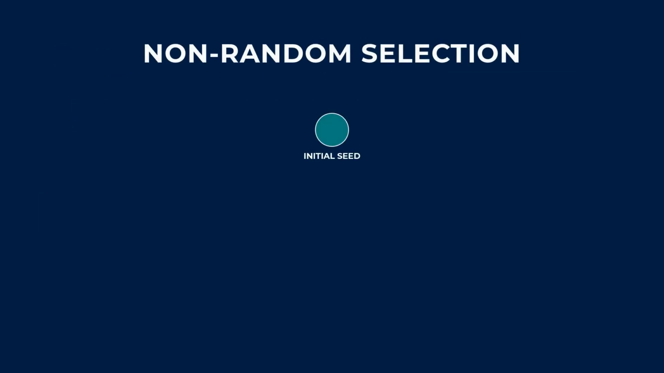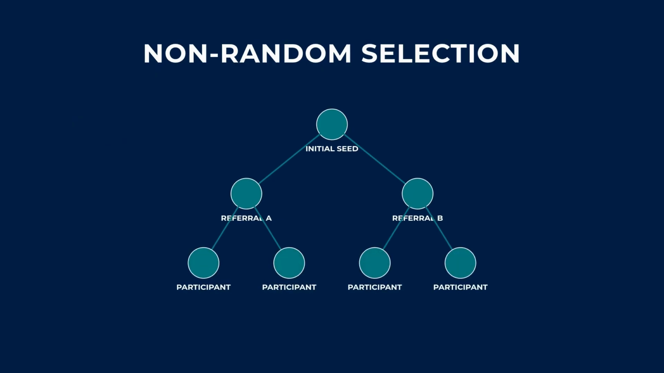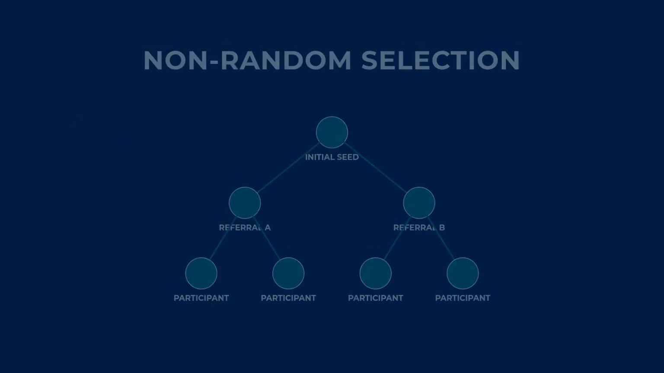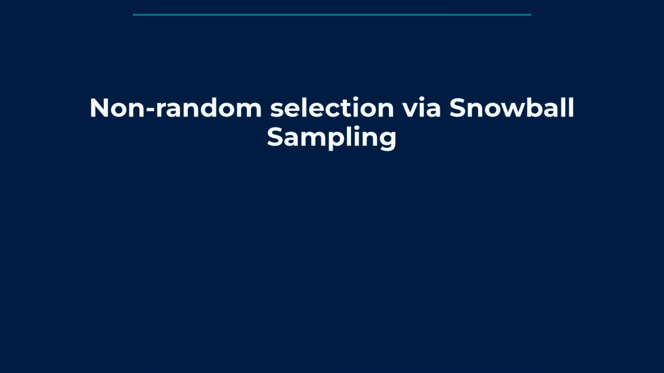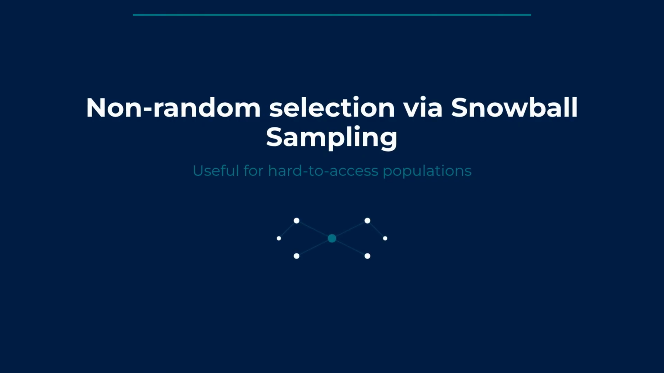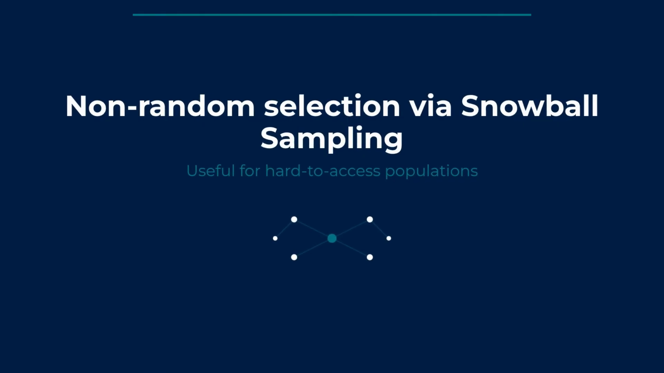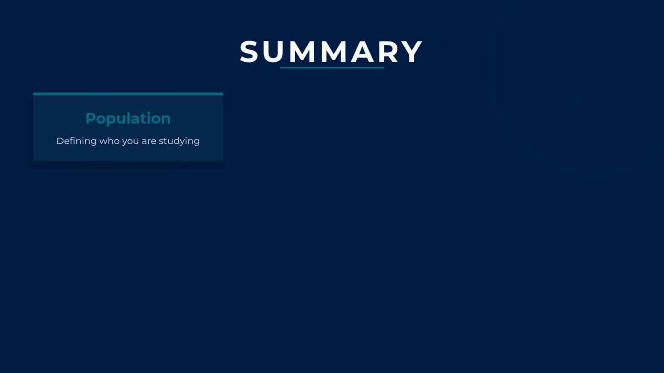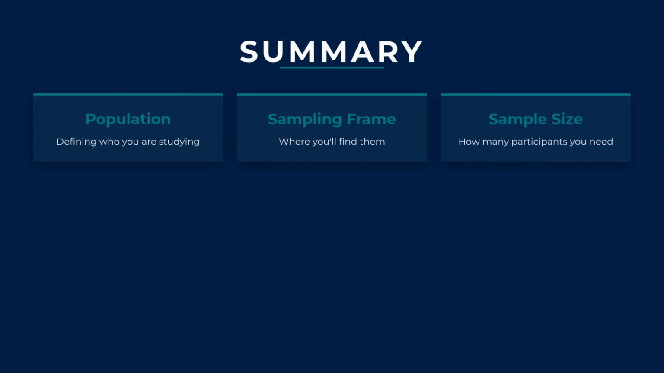Non-random selection, on the other hand, involves choosing participants based on convenience, referrals, or specific criteria. For example, participants were selected non-randomly through snowball sampling. While this approach may introduce bias, it can be helpful for qualitative studies or when the population is difficult to access. To summarize, extracting the research population, sampling frame, and sample size involves defining who you are studying, where you'll find them, and how many participants you need.